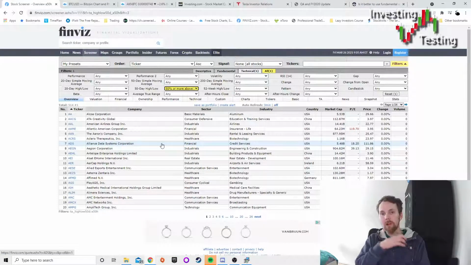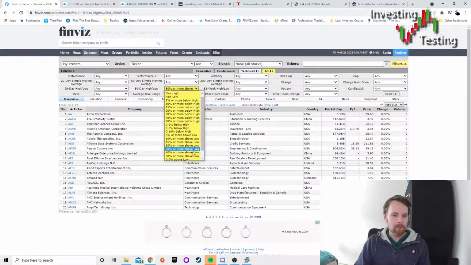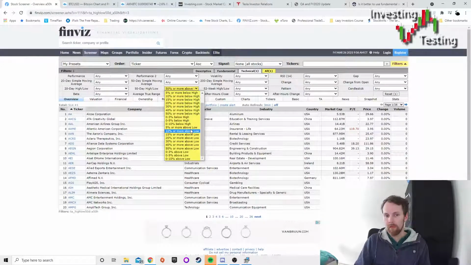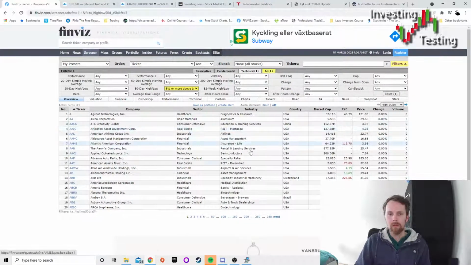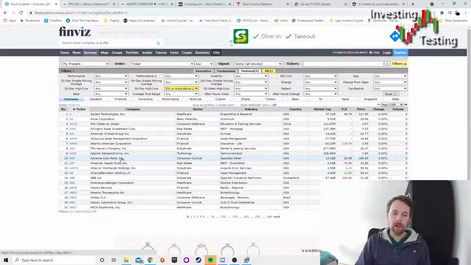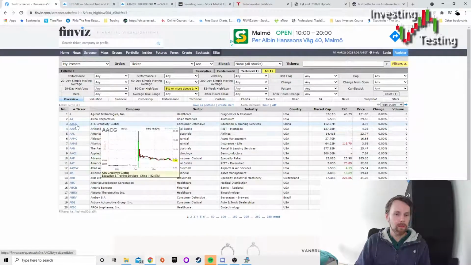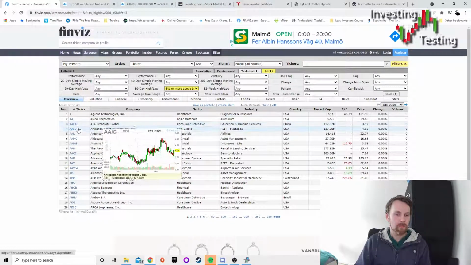So it may be at the lowest it's been in 50 days, but I'm very confused by this because it says 50% or more above low. Maybe 5% or more above low. Maybe that would mean that it's starting to climb its way back up again. That looks like it's going down.